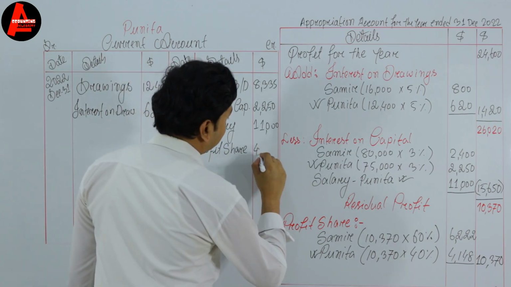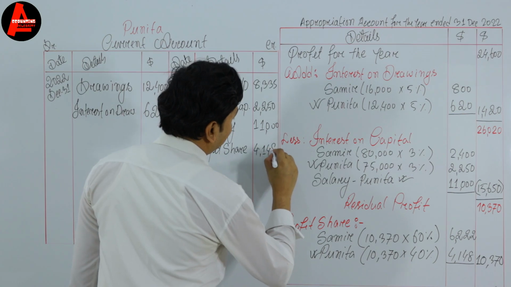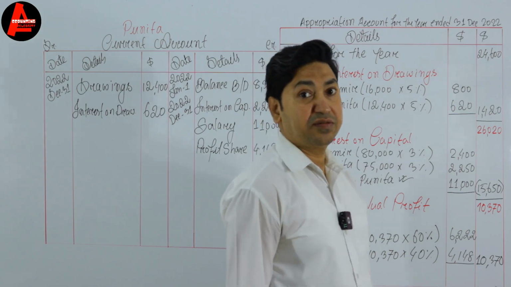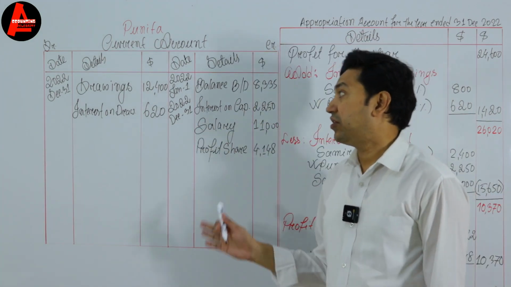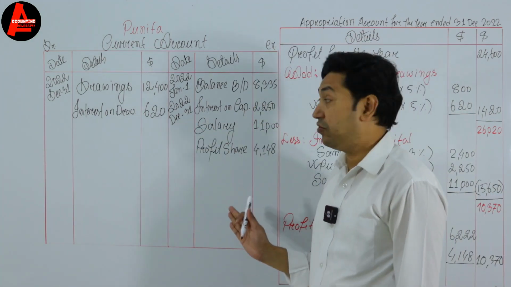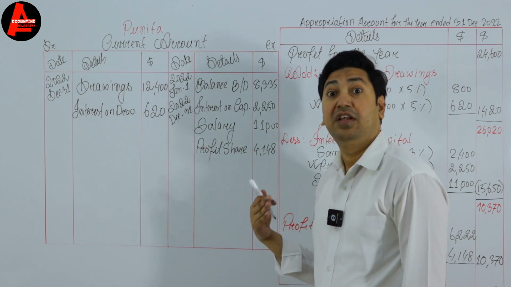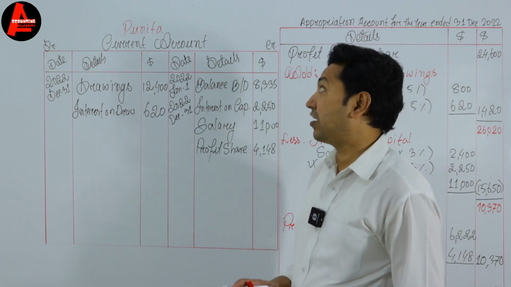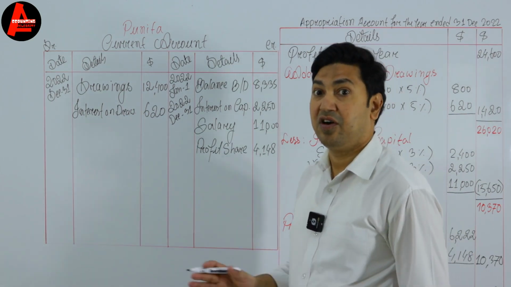So 4,148. Great, we finished. We recorded all the items. Once you remember this one, how to record these items, which side, debit or credit side, then it will be much easier for you to prepare all kinds of current account, because these are the same for all current accounts.